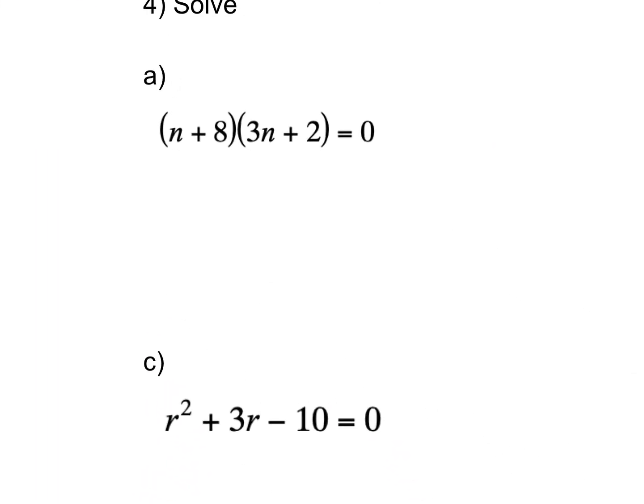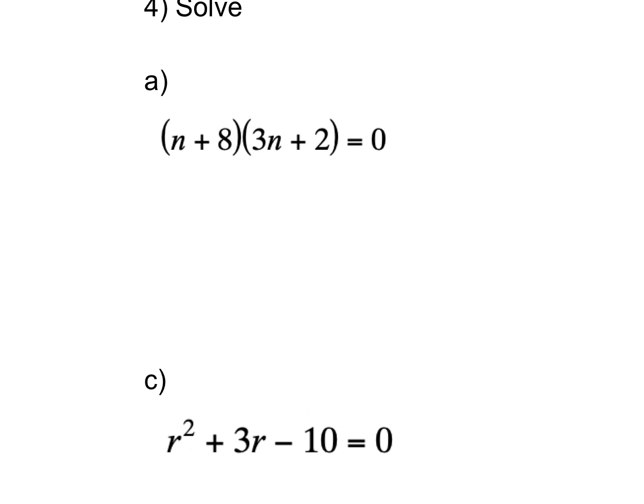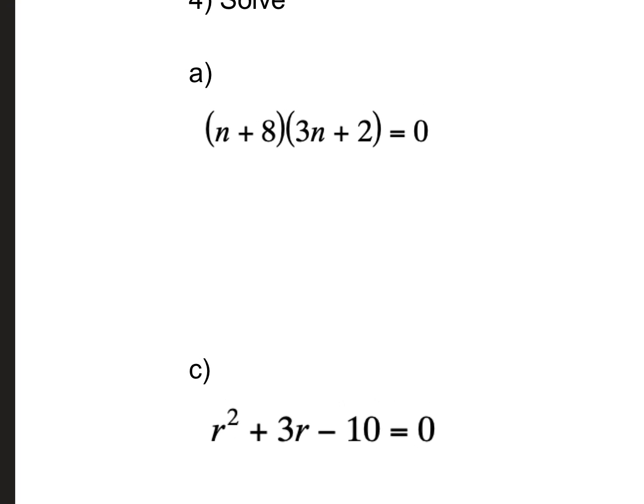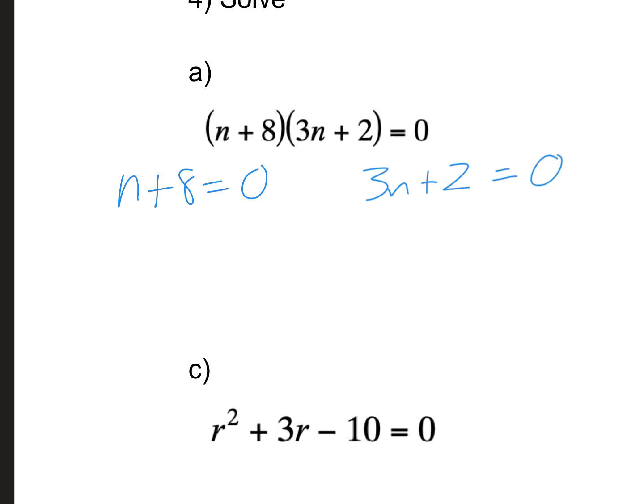So for problem A, it's already set equal to 0 and it's already factored, so I don't have to do either of those. My next step, I need to set each factored piece equal to 0. So the way I do that is I look at my first parenthesis, n plus 8, and I'm just going to set that equal to 0 on its own. Then I look at my other piece, 3n plus 2, and I set that equal to 0 on its own. And then I'm just going to solve both of these. So my final answer, I will actually have two solutions for my variable because I have two equations. So let's go ahead and solve.